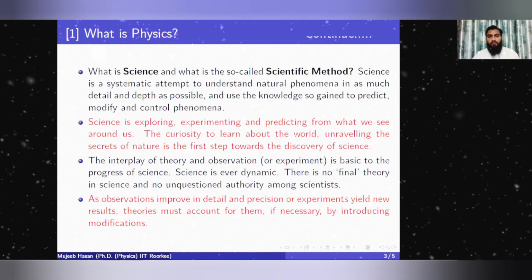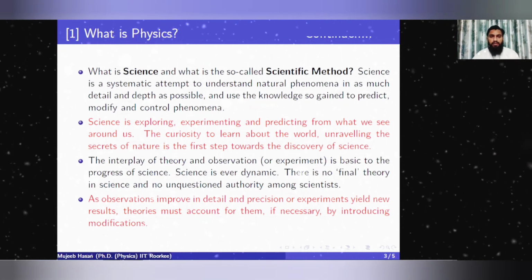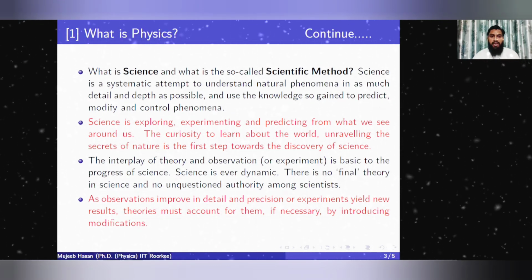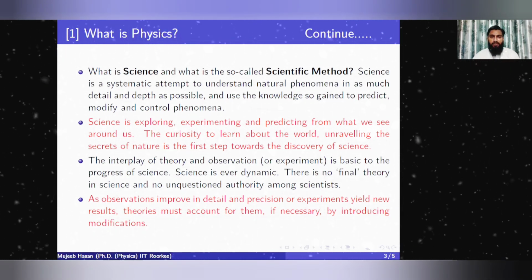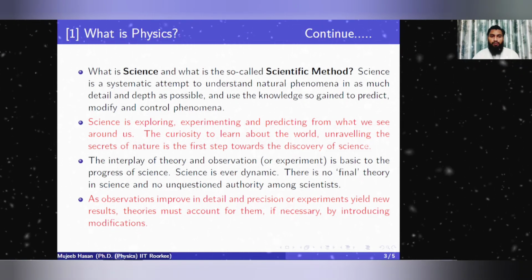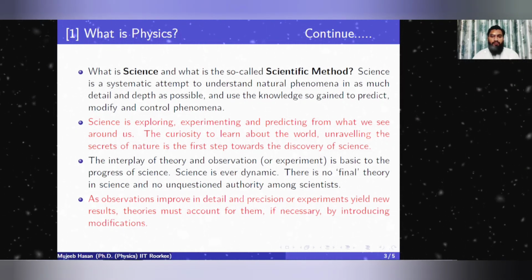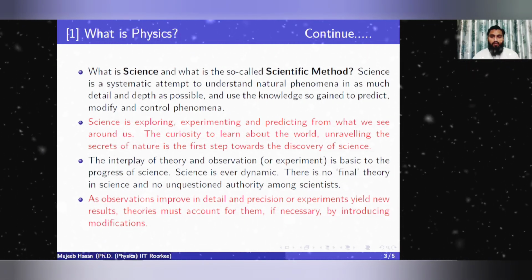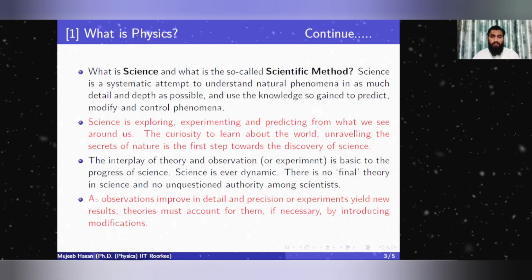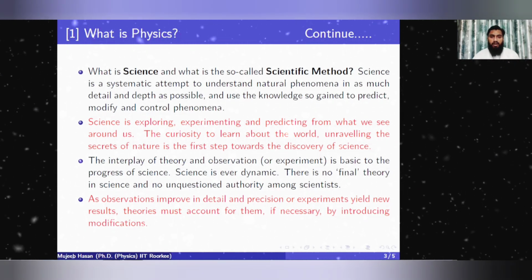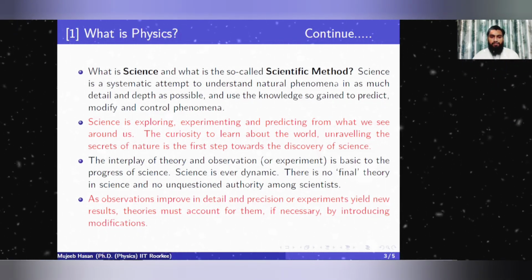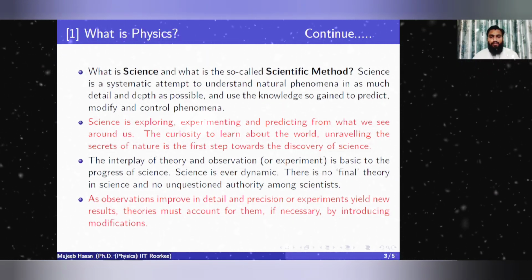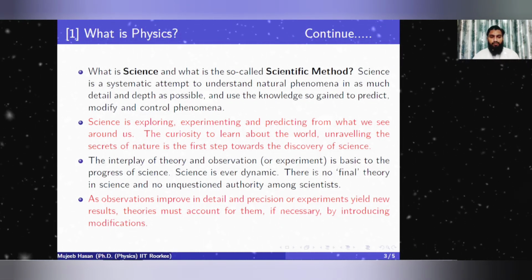Now, what is science and what is the so-called scientific method? Science is a systematic attempt to understand natural phenomena in as much detail and depth as possible and use the knowledge so gained to modify and control the phenomena. Science is exploring, experimenting, and predicting from what we see around us. The curiosity to learn about the world, unraveling the secrets of nature, is the first step toward the discovery of science. The interplay of theory and observation or experiment is basic to the progress of science.